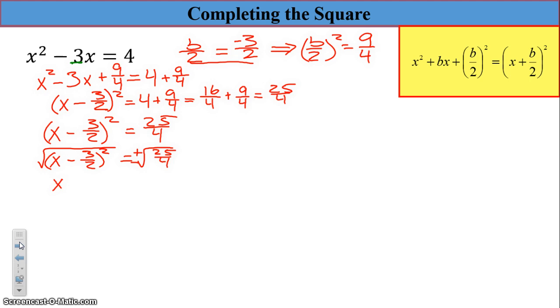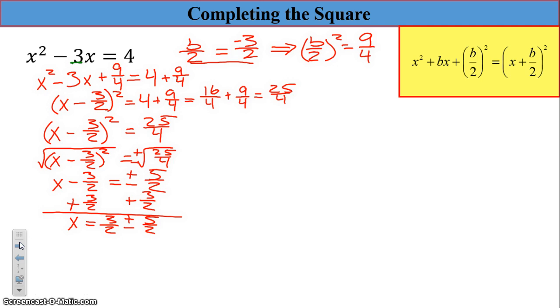Alright, so that leaves us with x minus 3 over 2 equals plus or minus the square root of 25 over 4. But since 25 is a perfect square and 4 is a perfect square, the square root of 25 over 4 is actually 5 over 2, 5 halves. So we have x minus 3 over 2 equals plus or minus 5 halves. Still want to get x by itself, so I'm going to add 3 halves to both sides. And that leaves us with x equals 3 halves plus or minus 5 halves.